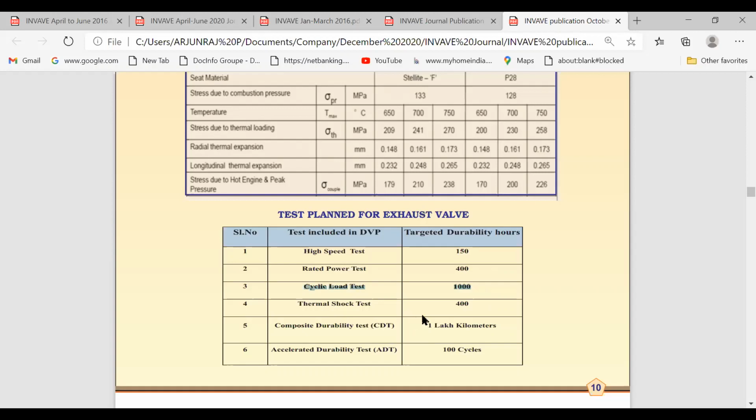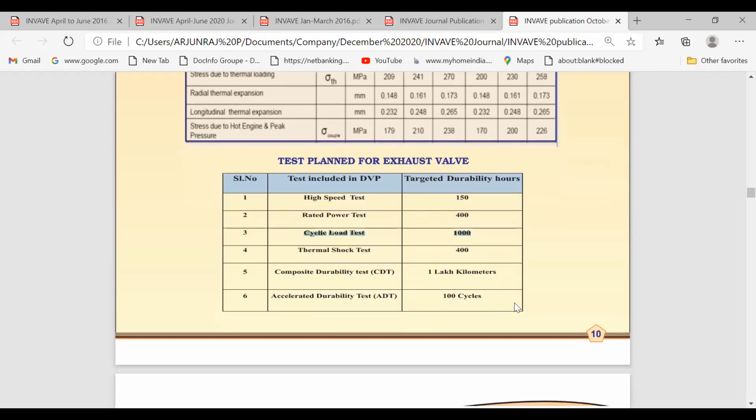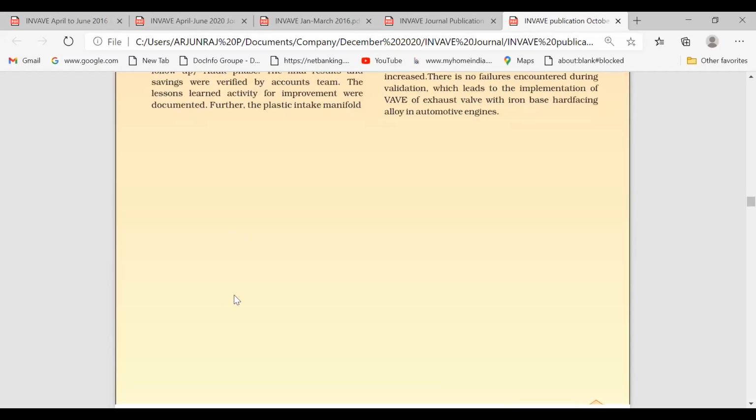We have also done the thermostat test, but the temperature is going to be higher. Also in the vehicle, we have done some testing, composite durability tests. It covers both highway as well as the normal city conditions. Accelerated durability test, having different cycles, 100 cycles actually. Then we implemented this idea.